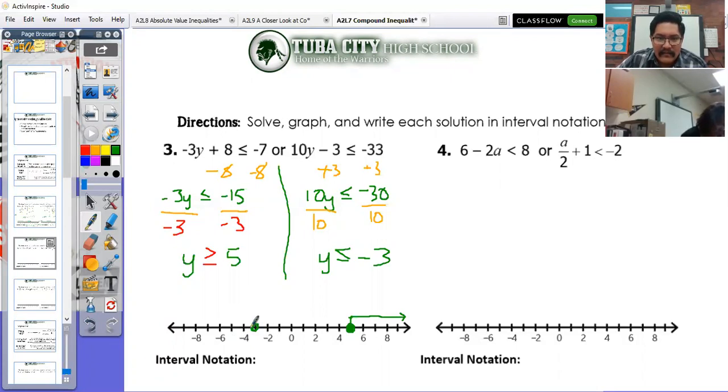So mark out -3. It looks like I'm going to have to use another filled circle on this one. And I'm going to have to make it go this way to the lower numbers, because y is less than -3. And again, that's how you read it, from left to right: y less than -3. If this is hide and seek, and that's my clue, y is somewhere less than -3, then that means I have to go this way to find it.